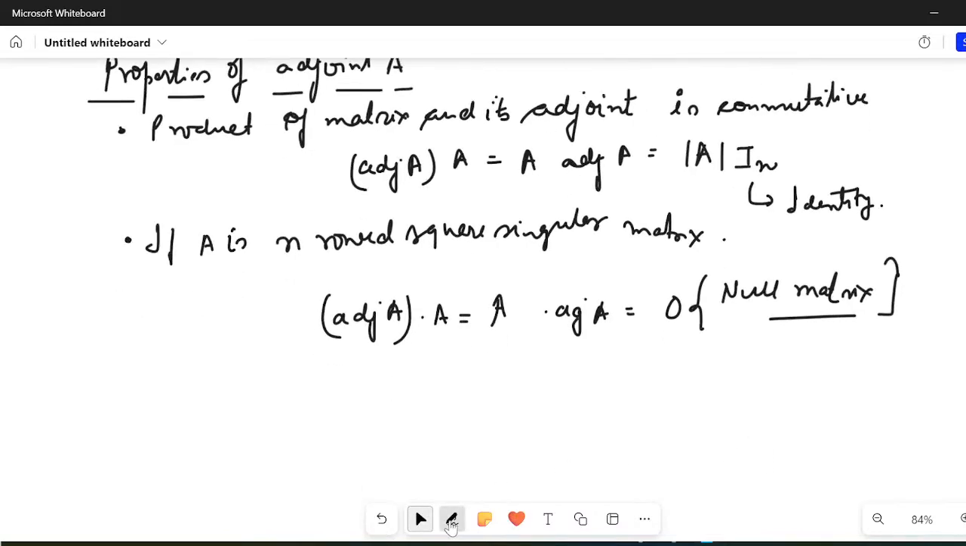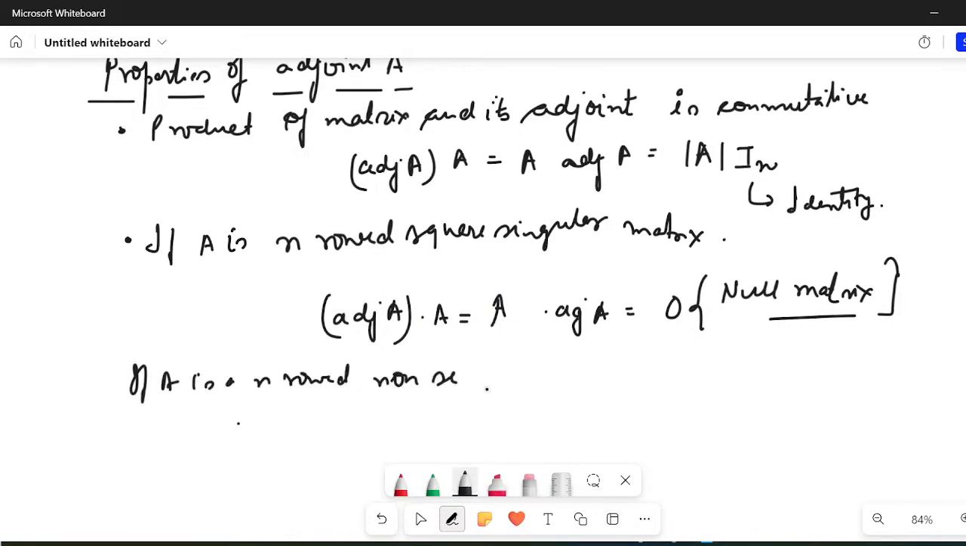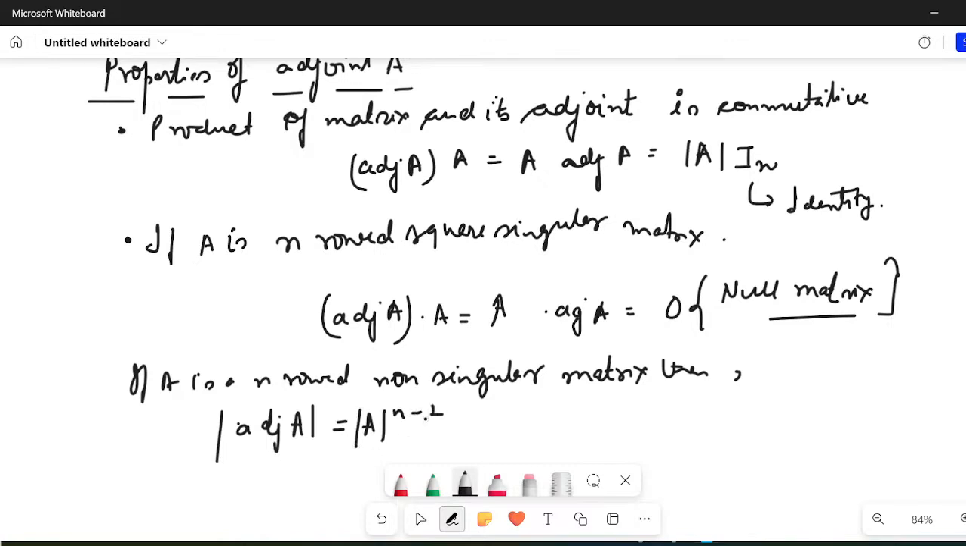Then further, think about this. Now if A is an n-row non-singular matrix, then obviously the determinant of A would be non-zero. If it is a non-singular matrix, then the determinant of adjoint A is written as determinant raised to power n minus 1. So all these three properties you can keep in mind. It's not that much required, but you can keep that in mind.